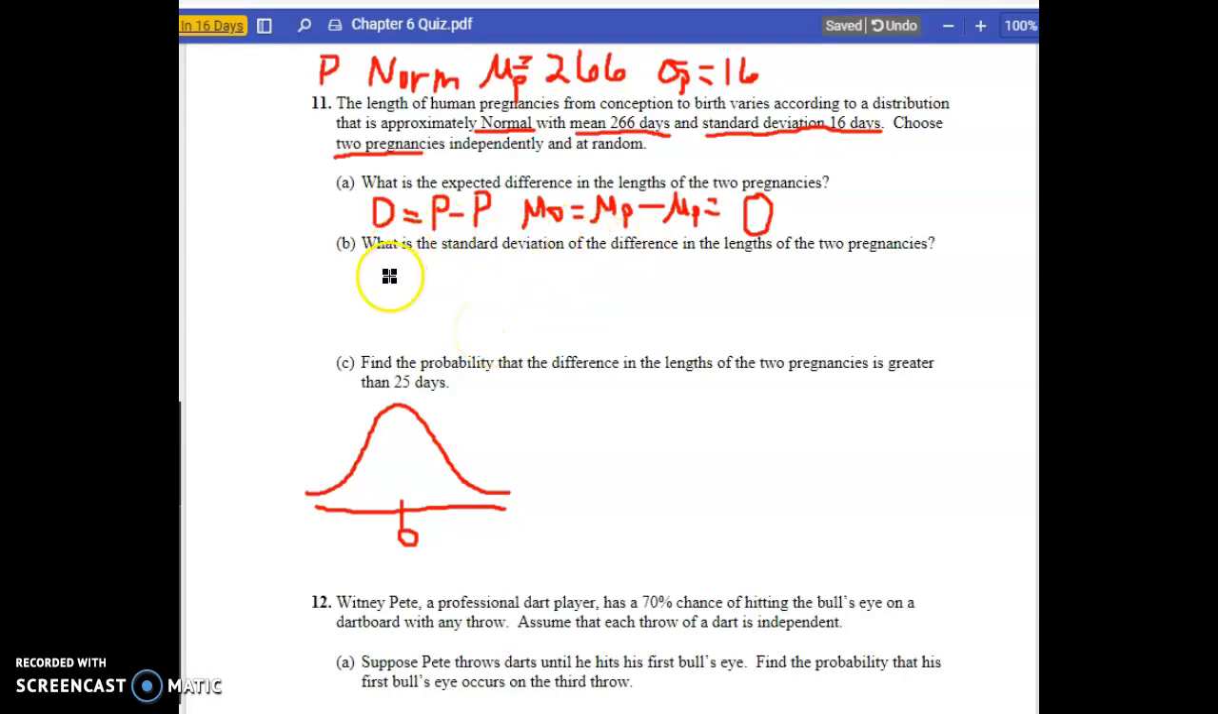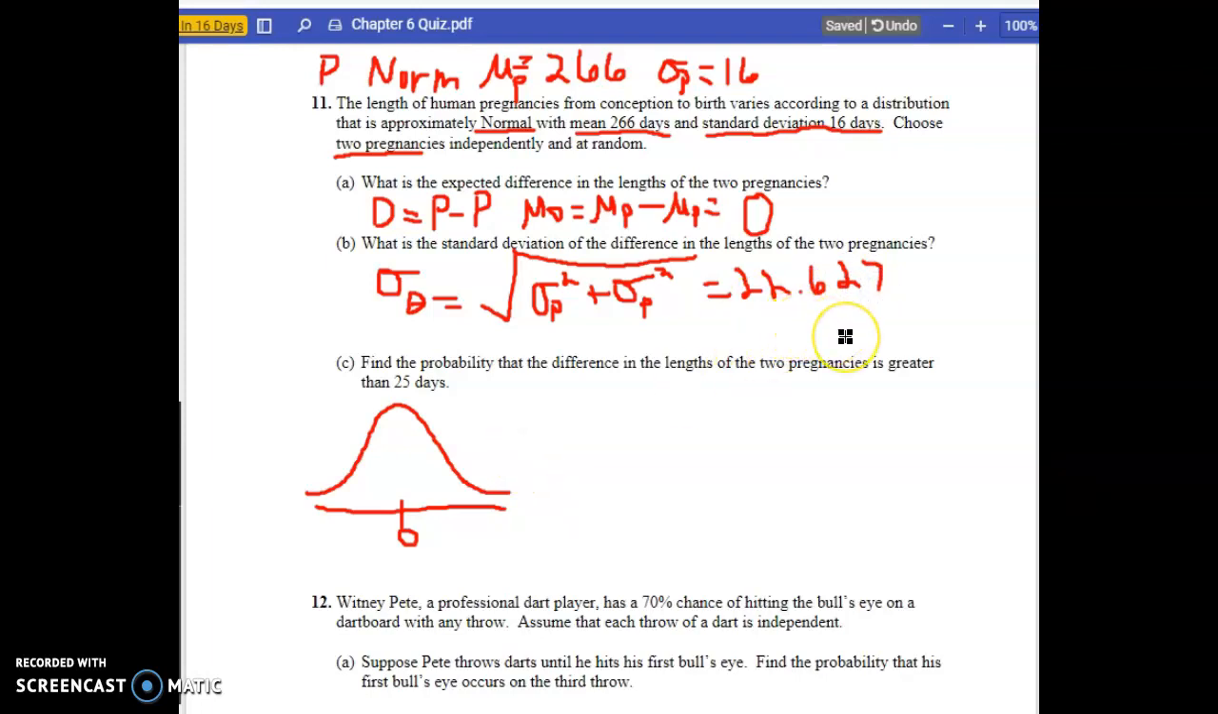So for the standard deviation of the difference, the formula we use, sigma D, is going to be the sum of the variances of P. So sigma squared P plus sigma squared P, and then find the square root. Meaning 16 squared plus 16 squared, take the square root, and the standard deviation ends up being 22.627. So here I have a normal distribution where the mean is 0 and the standard deviation is 22.627 days, meaning on average the difference from the mean is 22 or 23 days, we'll say.